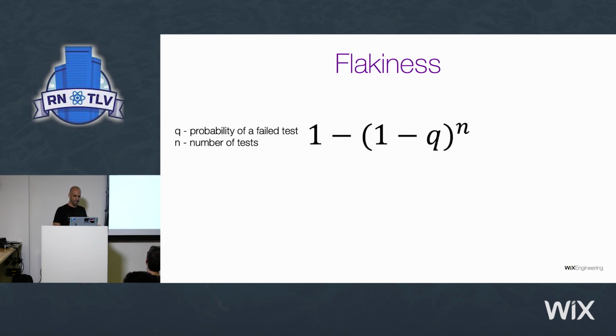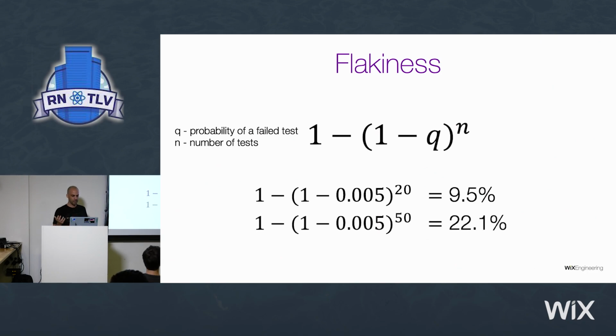So if a test is flaky 0.5% of the time, and we have 20 tests, we'll have about 10% of failing test suites. And if we have 50 tests, it's about 20%, 22%. And if we have 100 tests, well, you get the point. It's very unreliable.